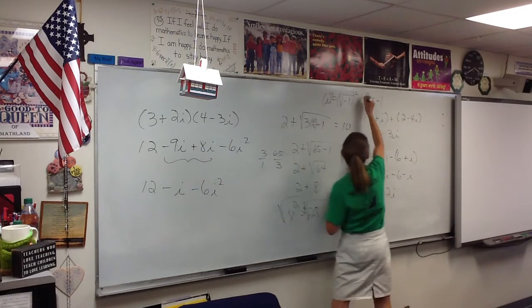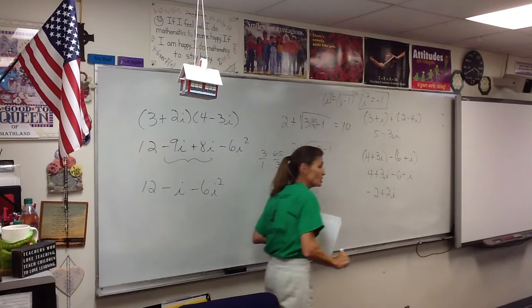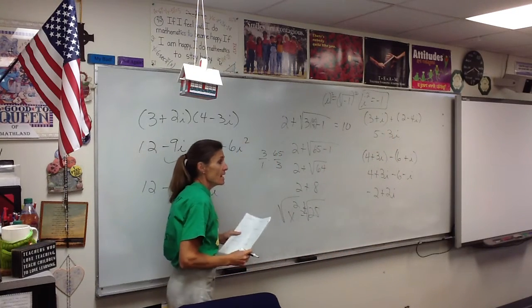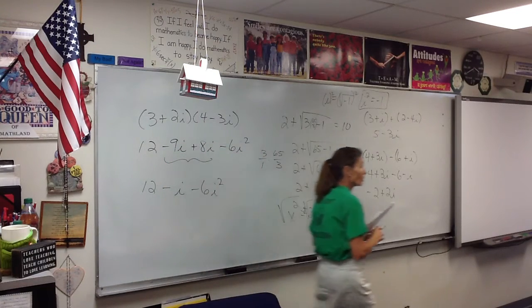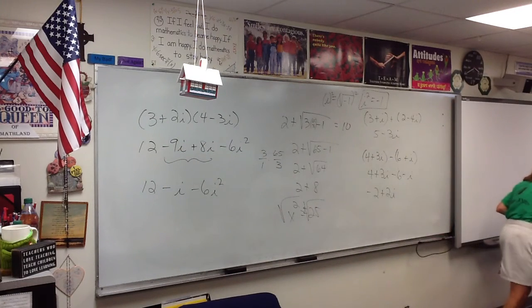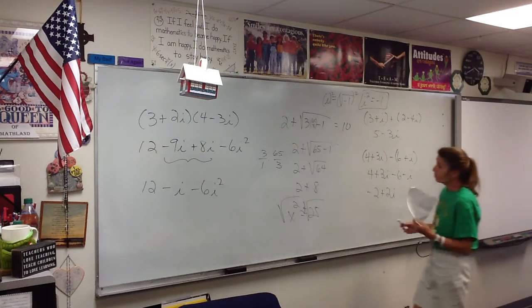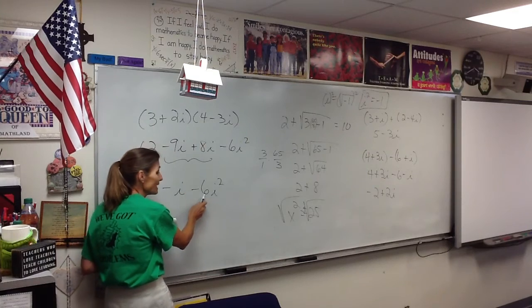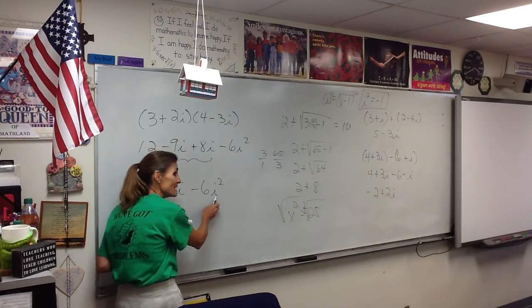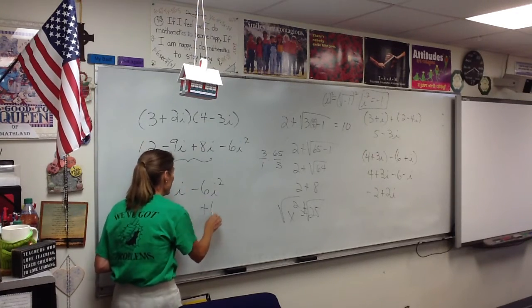You need to remember this. Put a star by it. You need to remember that. Every time you see an i squared, you are going to plug in negative 1. Right? So like Jake said, this becomes negative 6 times negative 1, so it's a plus 6.